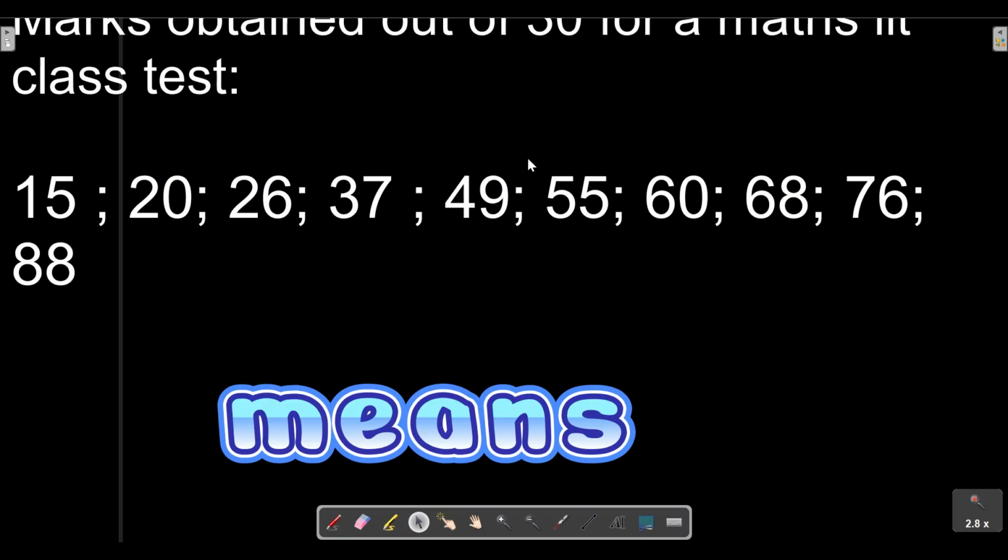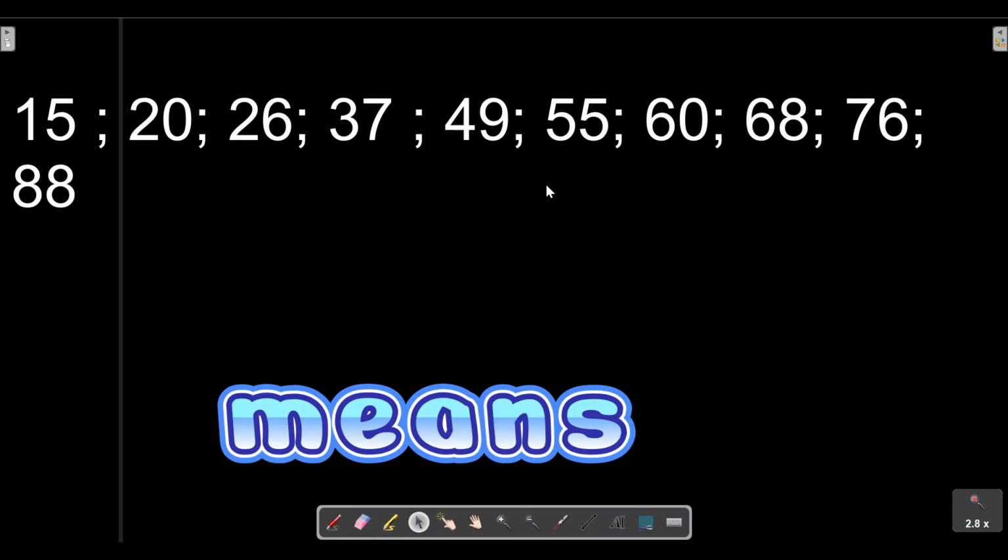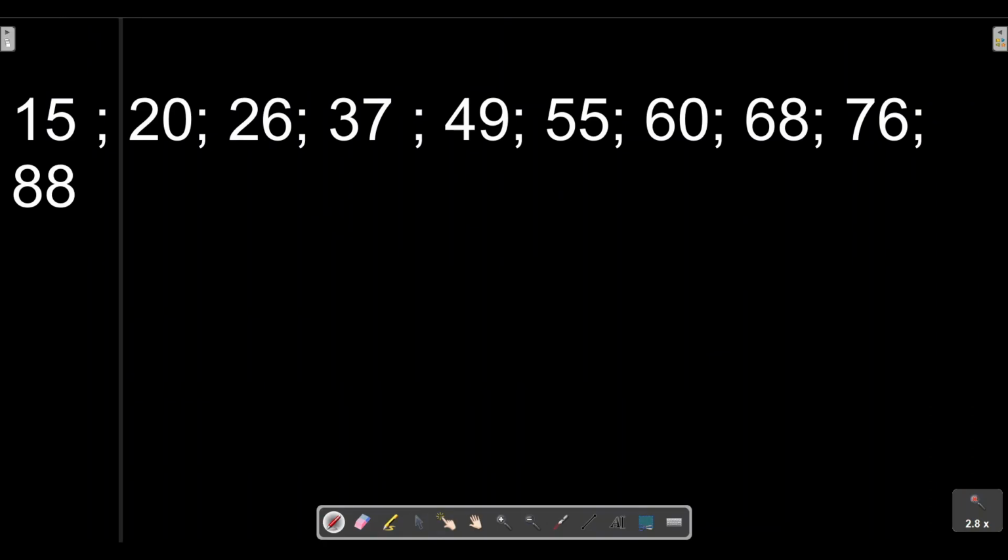Okay, so what would be the minimum for this set of data? That one is nice and easy. The minimum value is the lowest value, so here our minimum is equal to 15. What is the maximum? The maximum value is also very easy to obtain, because it is the highest, the largest value. In this case, our maximum value is 88.